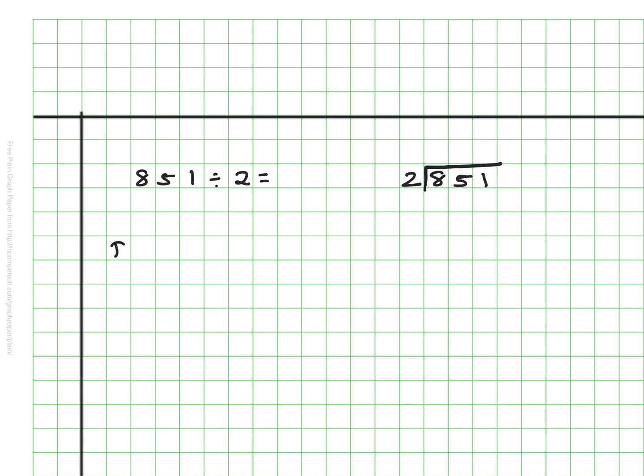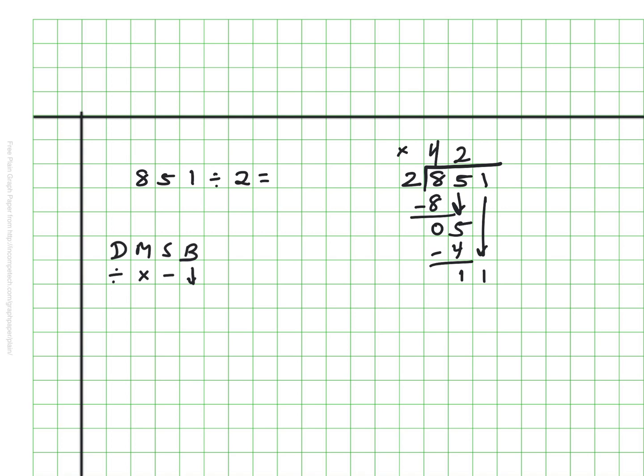I'm still going to use my same setup, right? I still will go in the order of divide, multiply, subtract, and bring down. And I would go ahead with my normal process. 2 goes into 8 4 times, and 4 times 2 is exactly 8. There's nothing left over, but there's a 5 to bring down. 2 goes into 5 2 times, and 2 times 2 is 4. There's 1 left over, and there's 1 to bring down.